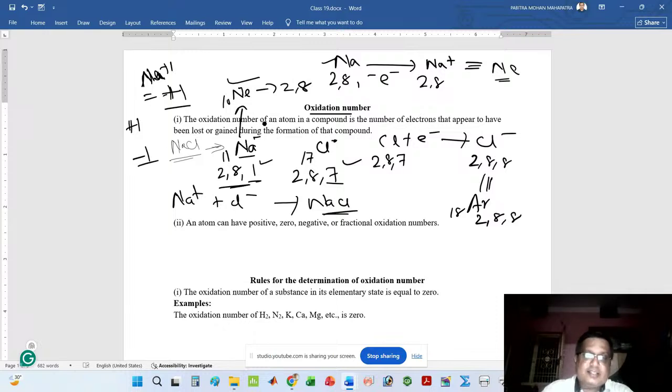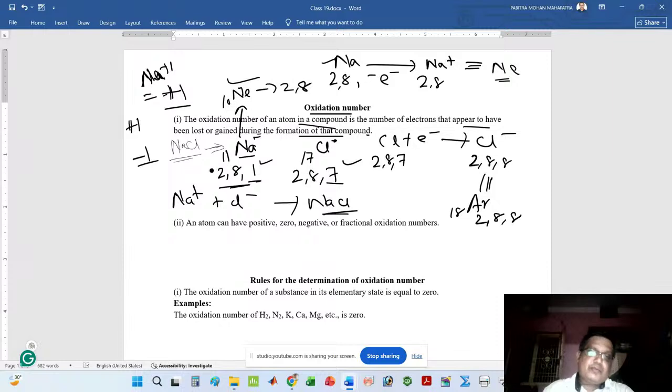So again we can say the oxidation number of an atom in a compound is the number of electrons that appears to have been lost or gained during the formation of that compound. That means during the formation of NaCl, the sodium atom appears to have lost one electron and appears to have +1 charge. On the other hand, the chlorine atom gained one electron and appears to be Cl-. So in NaCl, the sodium atom has the oxidation number +1 and the chlorine atom has the oxidation number -1.